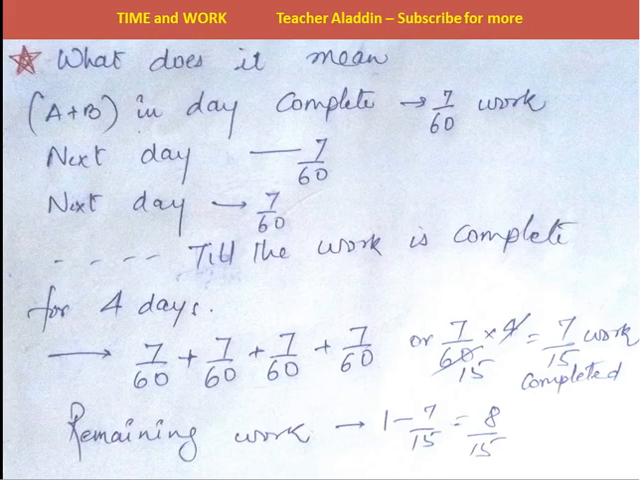Now why did we subtract from 1? Because we consider the complete work as 1. Remember that, okay? Very, very important. 1 minus 7 by 15, 8 by 15 is the remaining work, and we consider the complete work as 1.